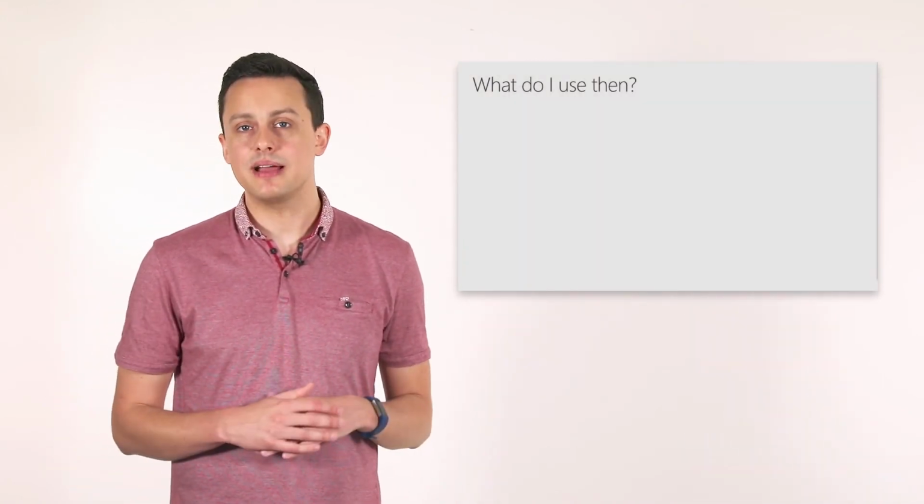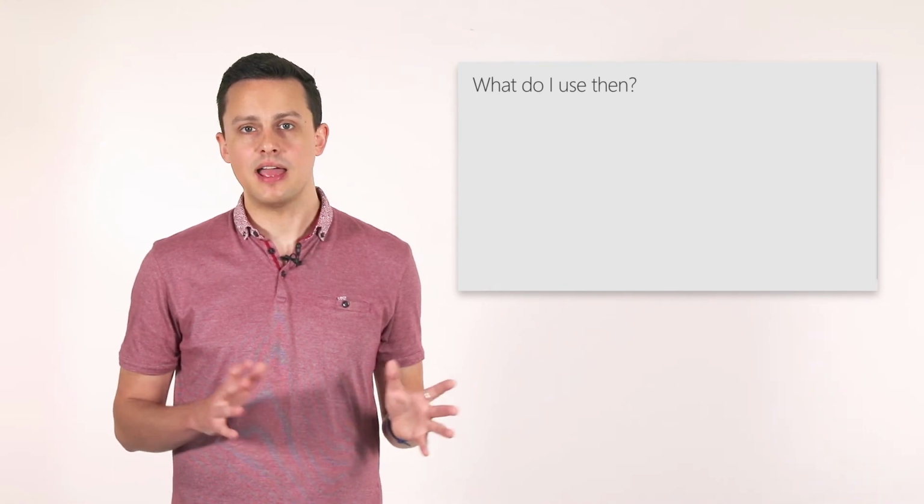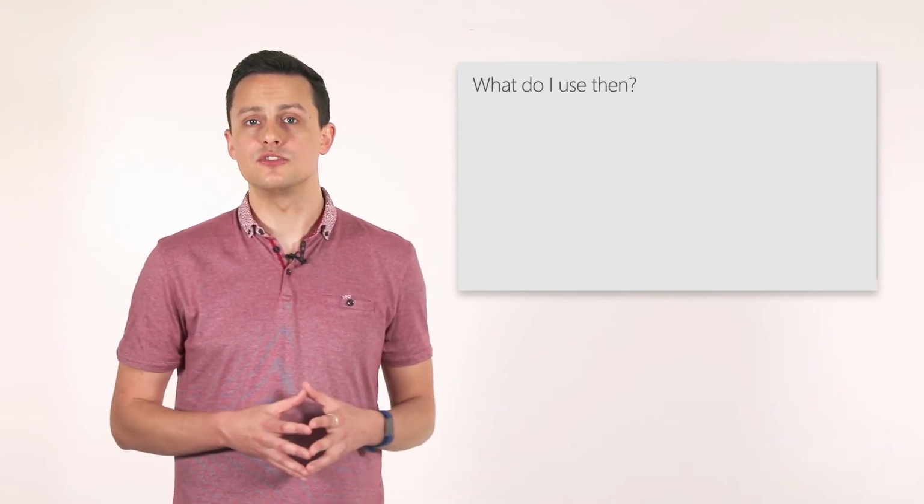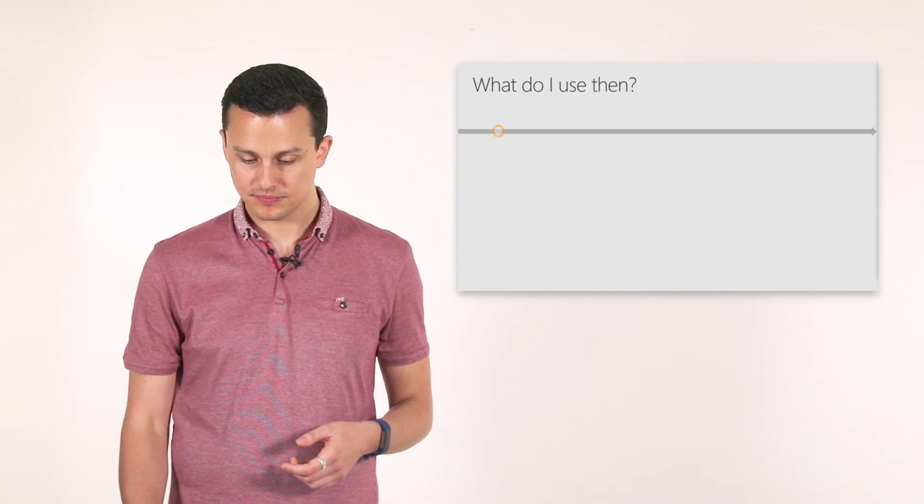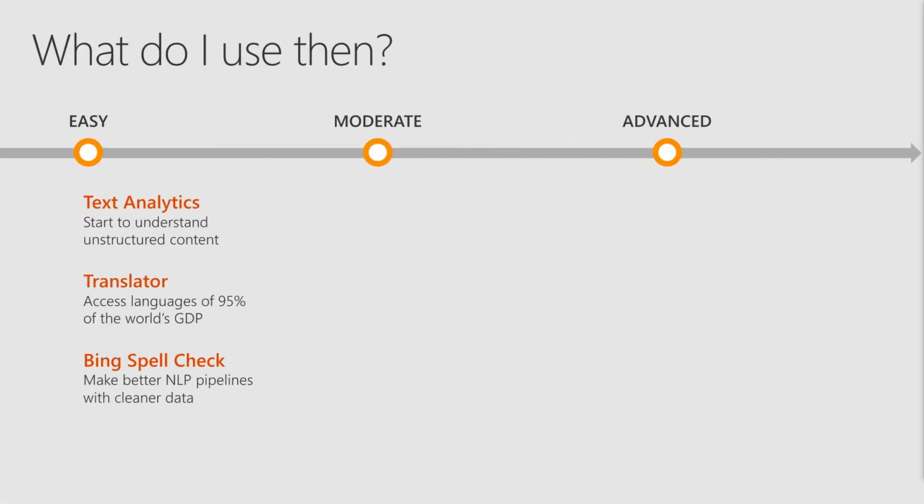So let's wrap up our session on language with a bit of a summary on when to use which of these technologies. The easiest technologies to get started with are text analytics, translator, and Bing spell check. They will all provide an immediate return to your application. Text analytics is literally as simple as posting up text and getting answers about its sentiment and topics. Similarly, translator only requires you to post up text and the destination language.